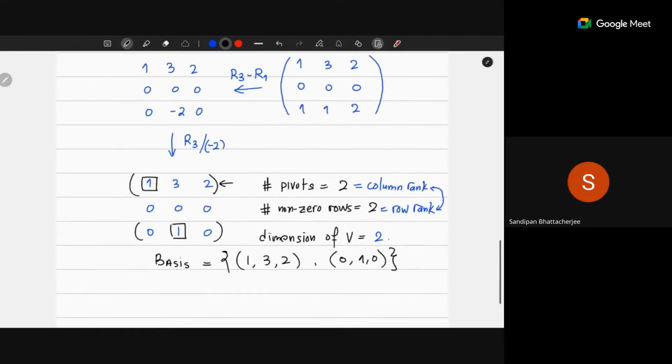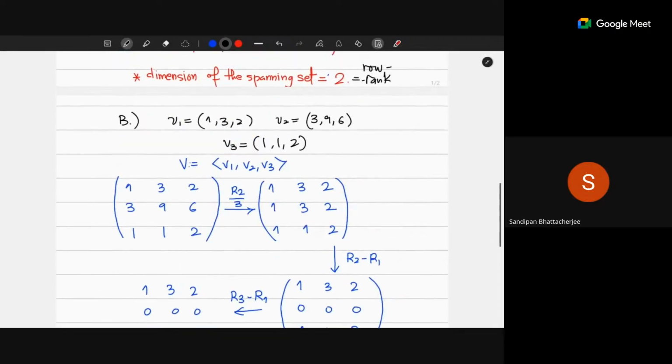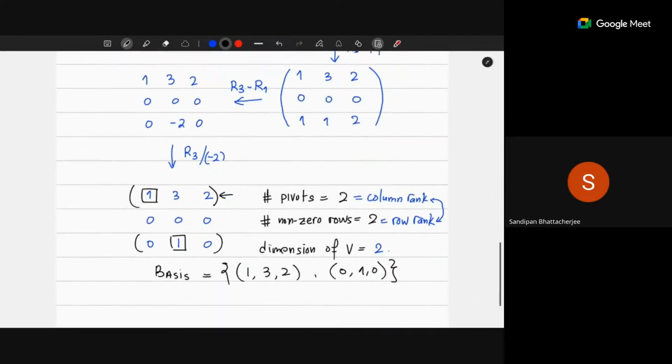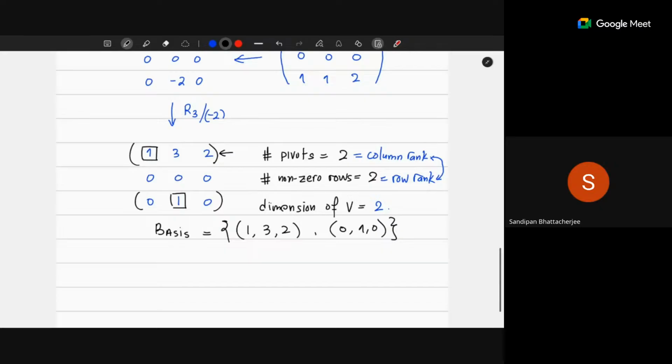So in this case, the basis that we obtained is not from the spanning set, because we used the row method. But if we had used the column method, we could have obtained a basis from the spanning set as well, like in the previous example. Is it clear to everyone? Yes, sir. Good.